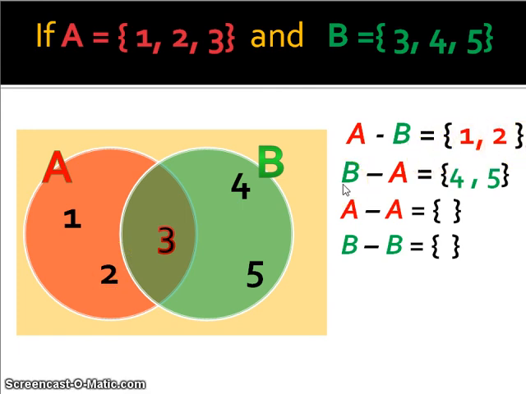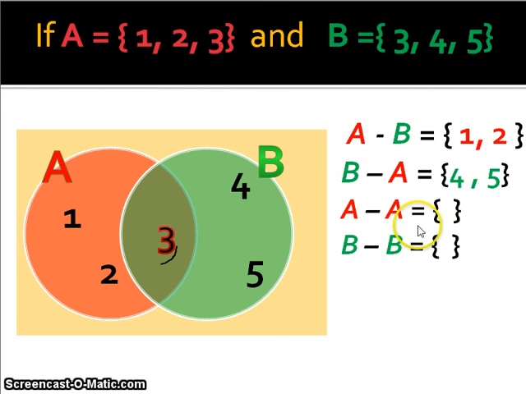Now we have B minus A, meaning we have to subtract all the elements of A from B. So we have here 1, 2, 3 as our elements in A. We have to take that from B. So we have to take all the elements of set A from B. Our remaining elements will only be 4 and 5. So that is our B minus A, 4 and 5.